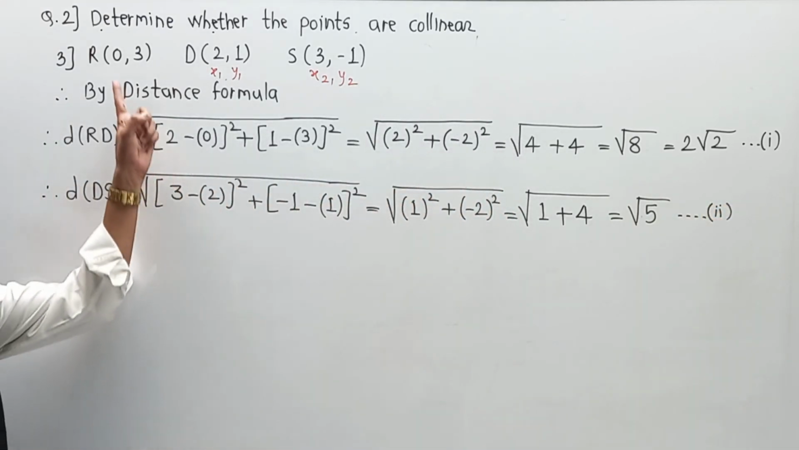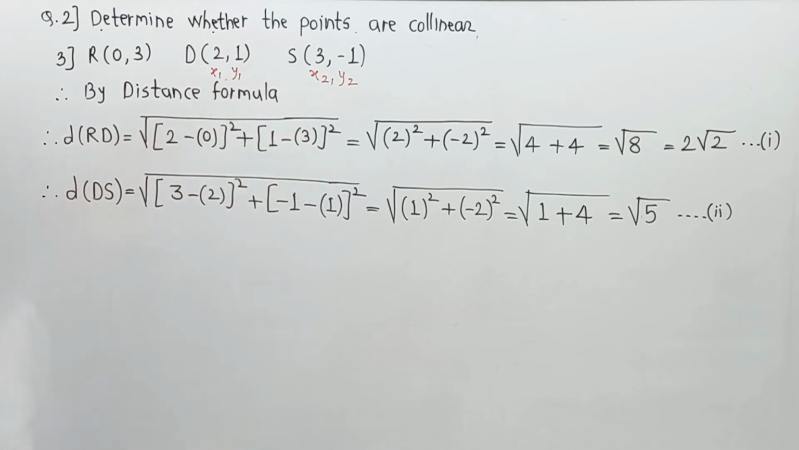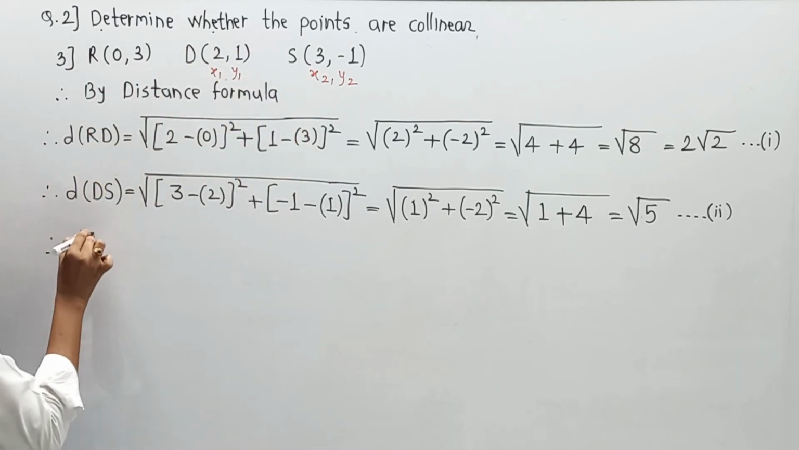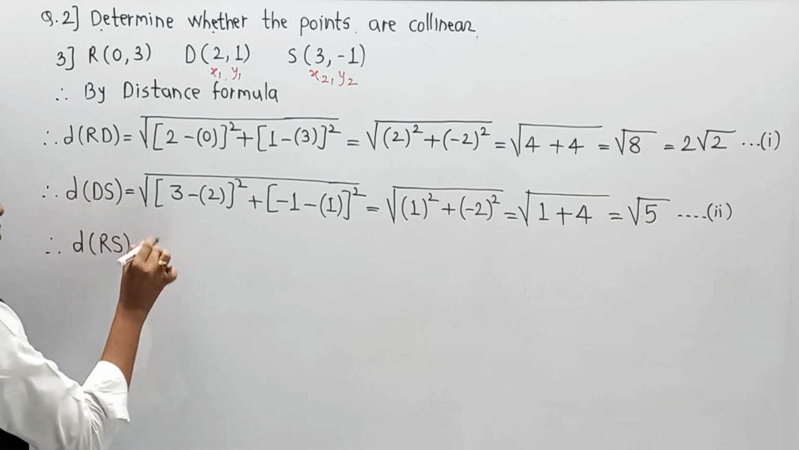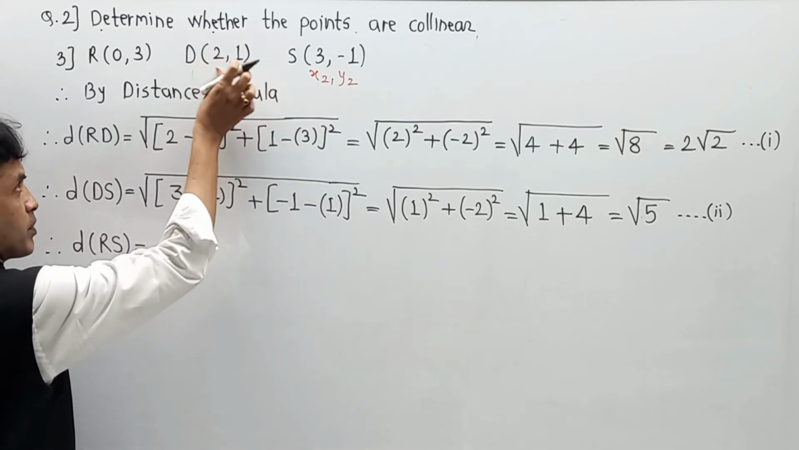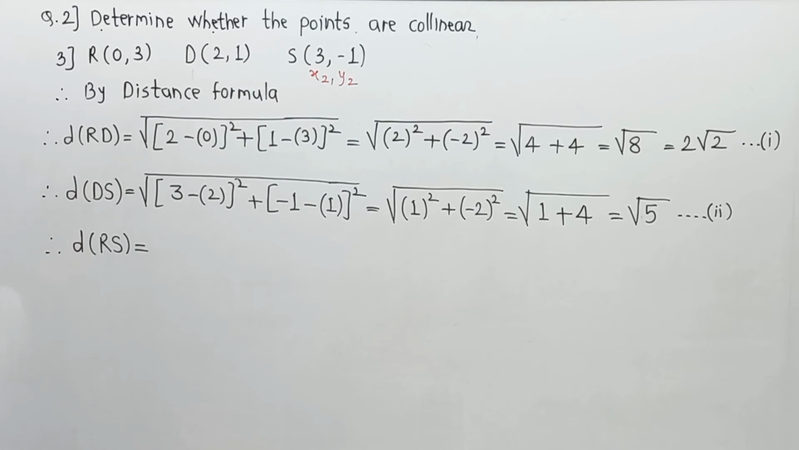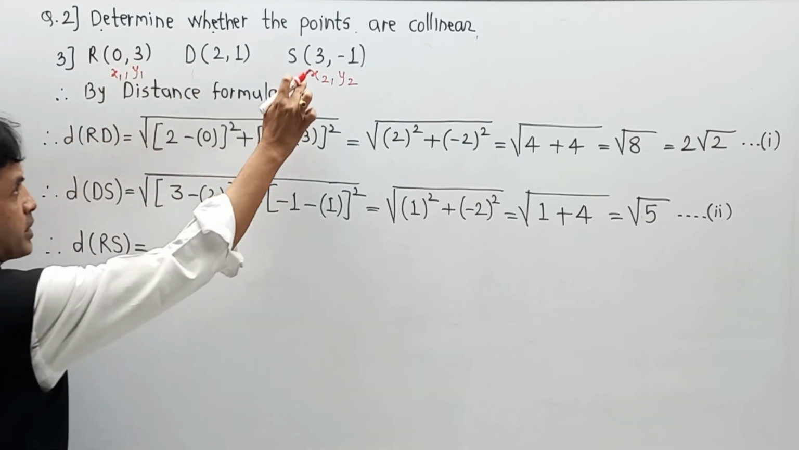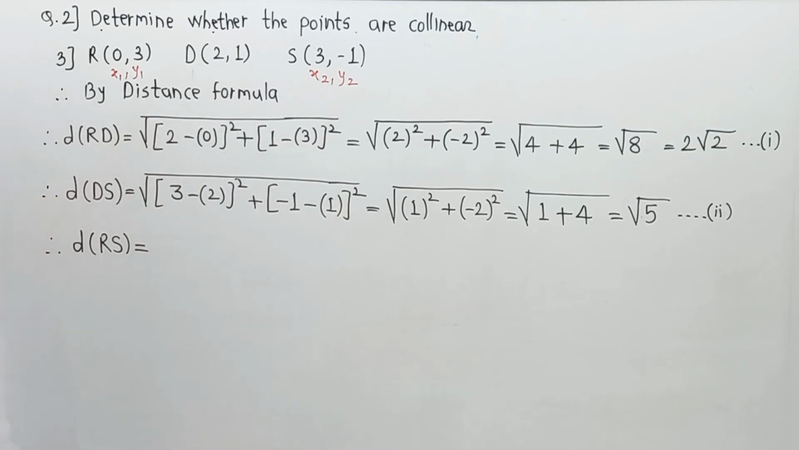Now we are going to find the third distance between the given 2 points, that is distance RS. Now here again you have to shift this coordinate and write R point as x1, y1 and third point S as x2, y2.